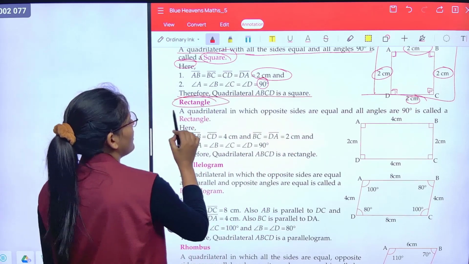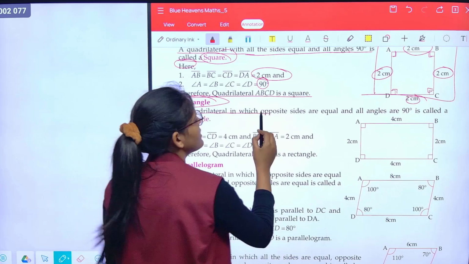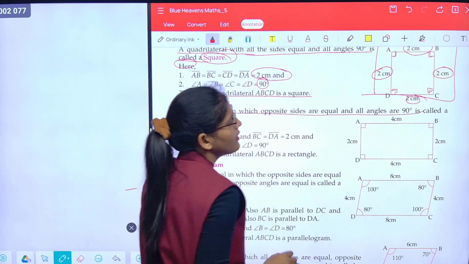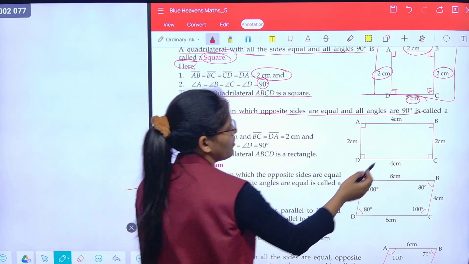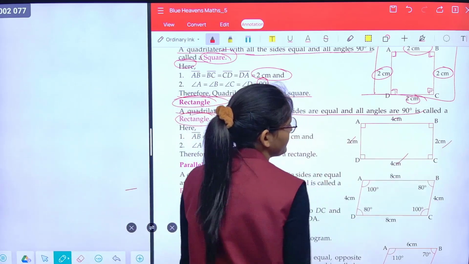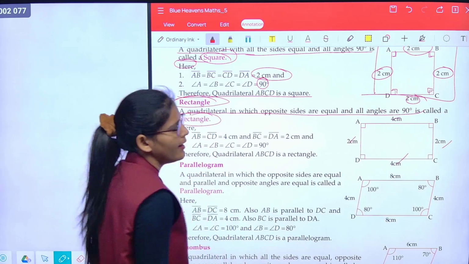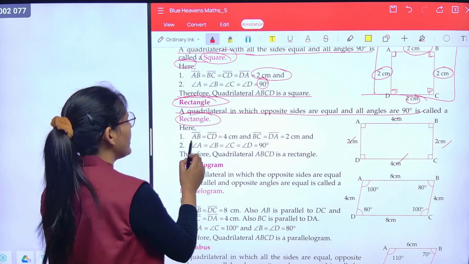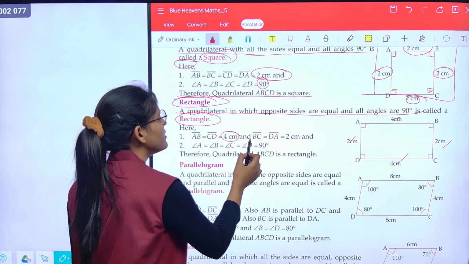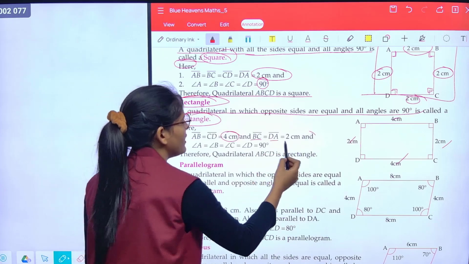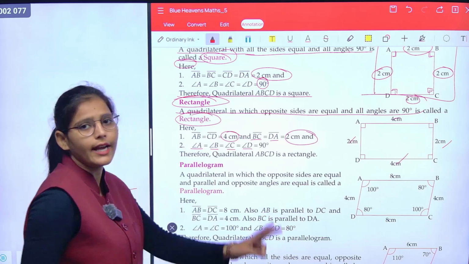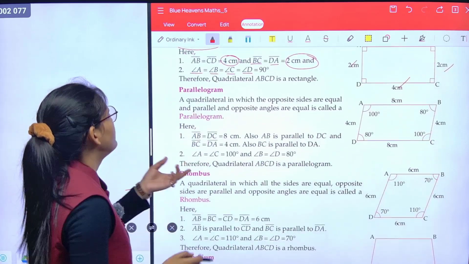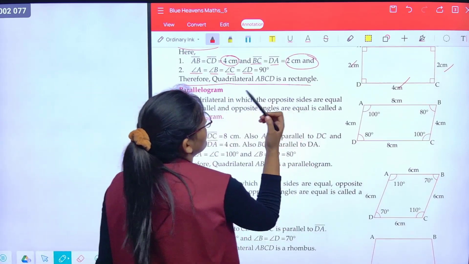Now class, rectangle: a quadrilateral in which opposite sides are equal and all angles are 90 degree is called a rectangle. Class, opposite sides are equal, see, and all angles are 90 degree. Now here AB is equal to CD, 4 centimeter, BC is equal to DA, 2 centimeter and angle A, angle B, angle C, angle D is equal to 90 degree. Therefore quadrilateral ABCD is a rectangle.